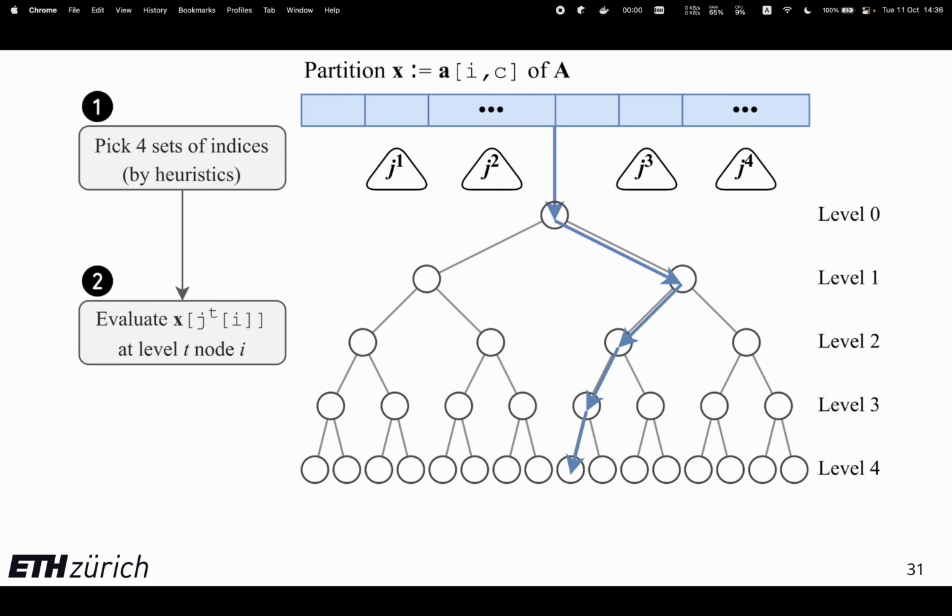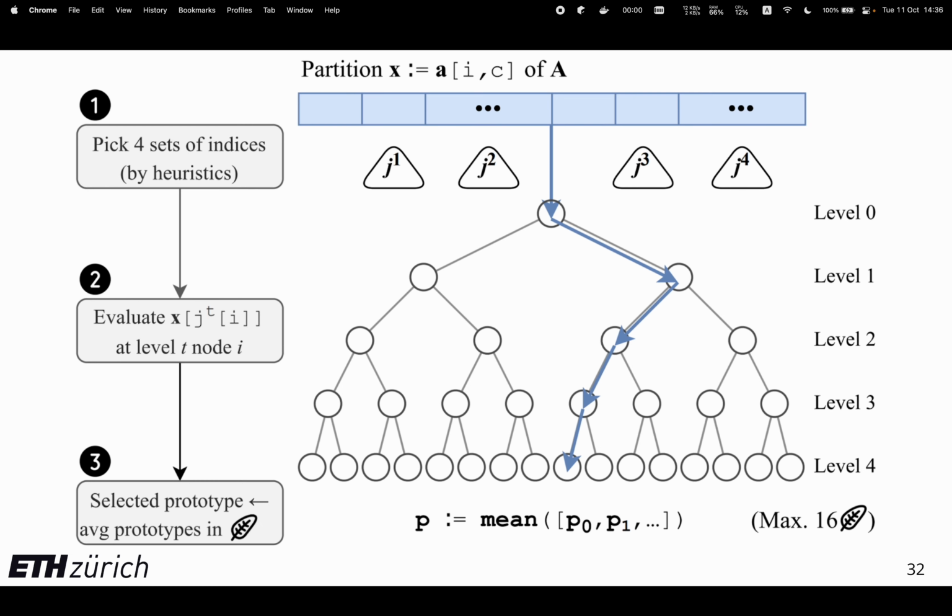We do this hashing all the way down, and as a final step, we aggregate all the prototypes that have been trained and hashed into the buckets during the training process. We average all the prototypes as the best approximation of the original space. In this case, the level is bounded by 4, and we have at most 16 buckets for SIMD operation.